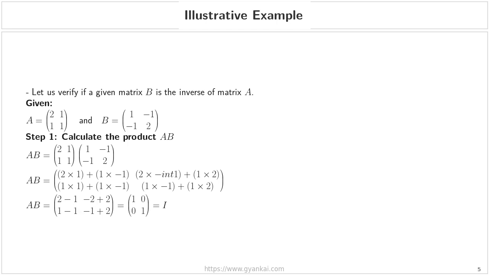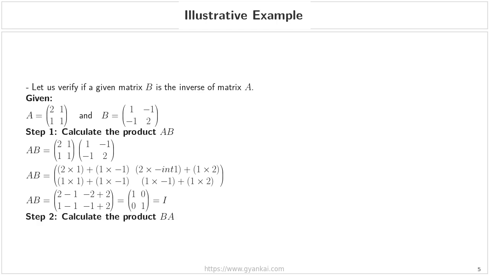As you can see, the resulting matrix has 1s on the main diagonal and 0s elsewhere. This is exactly the identity matrix I that we discussed in the previous slides. However, as we noted in our breakdown of the concept, matrix multiplication is not generally commutative. Therefore, we cannot stop here. We must perform step 2, calculating the product of B and A to ensure the condition holds in both directions.